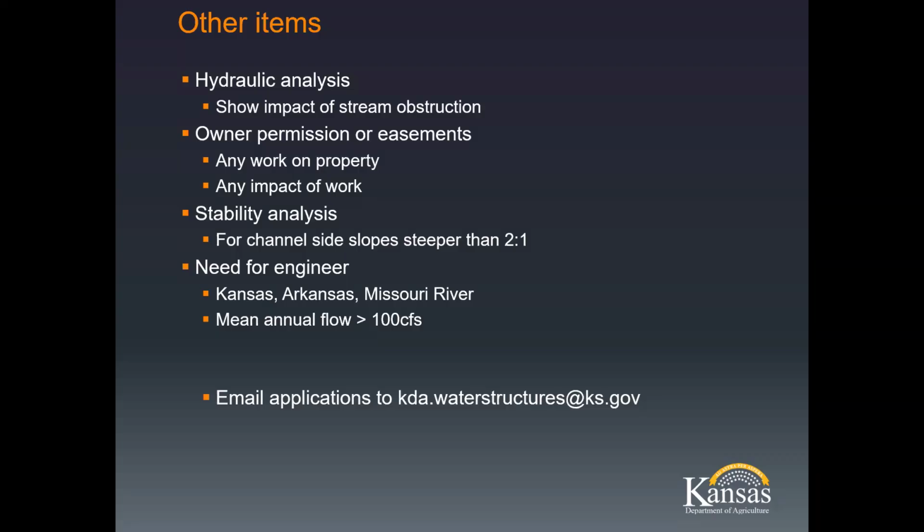Stability analysis, again, for any channel side slopes steeper than 2 to 1. And again, you're going to need an engineer for the Kansas, Arkansas, and Missouri rivers for sure. And then anything for a mean annual flow greater than 100 CFS. Again, that's usually a stream that has the word river after it. You can email your applications to kva.waterstructures@ks.gov. All we ask is that you mention how you're going to make payment.